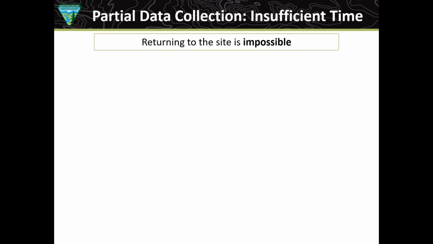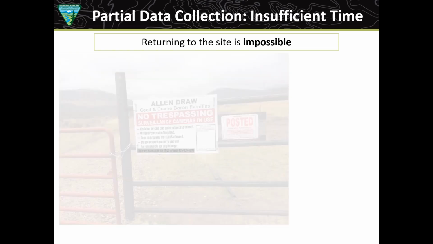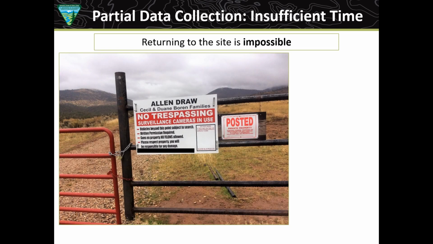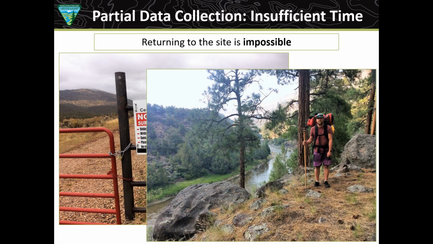Partial data may also need to be collected if there remains insufficient time to sample a reach completely and returning to the site is impossible. This may happen if access to the site is through private land and the landowners will not grant repeat access, or the site required backpacking and staying another night is not possible.